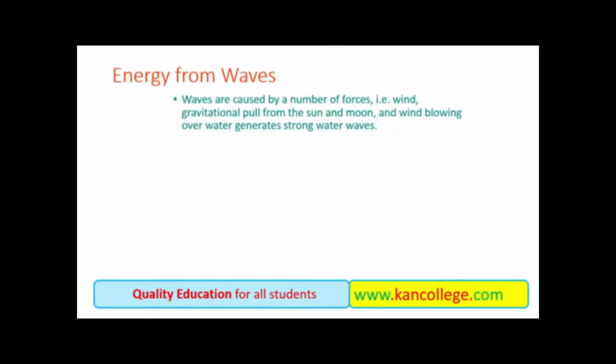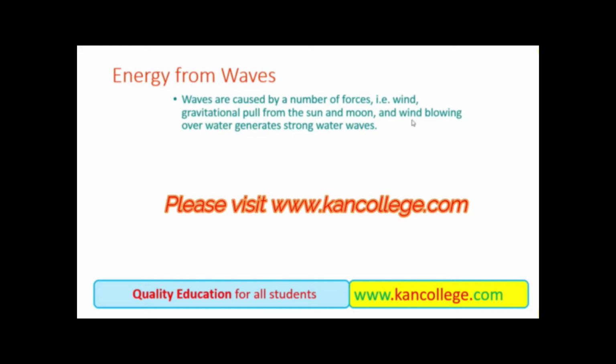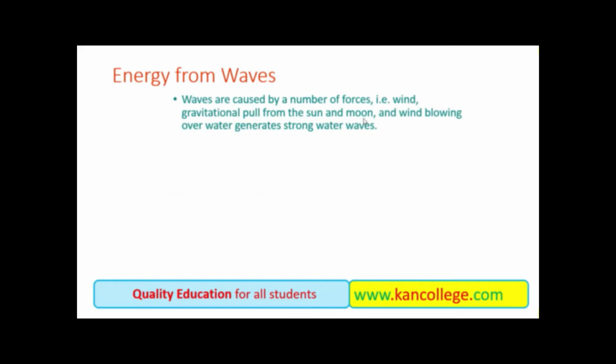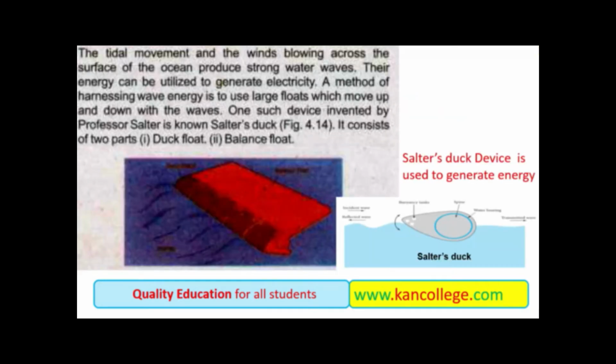Energy from waves. Waves are caused by a number of forces, that is wind, and gravitational pull from the sun and moon, and wind blowing over the water generates stronger water waves. The tide movement and the wind blowing across the surface of the ocean produce stronger water waves. Their energy can be utilized to generate electricity.